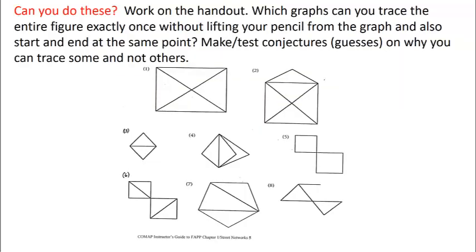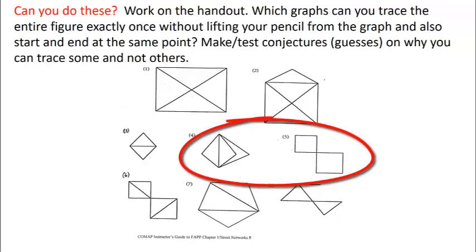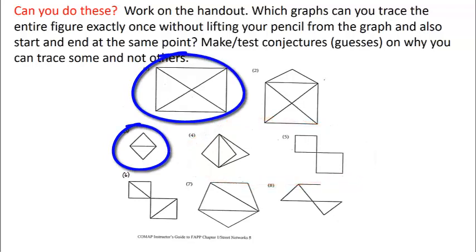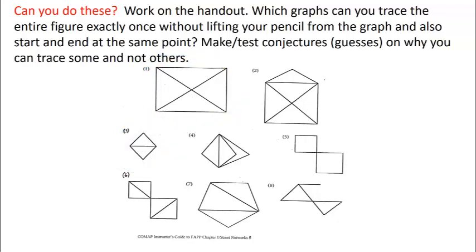So previously we looked at the following graphs and thought about which ones we could trace the entire figure exactly once without lifting our pencil from the graph and start and end at the same point. We saw in particular that for graphs 4 and 5, this was possible, but in other graphs like 1 and 3, this was not. And in this video, we're going to see why, what makes graphs 4 and 5 different than graphs 1 and 3.